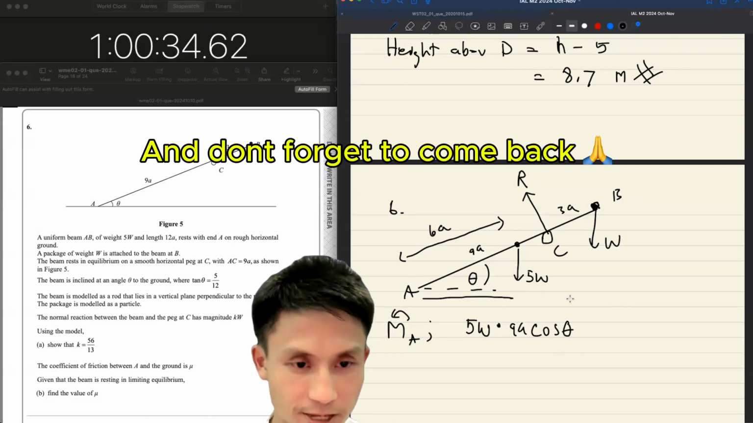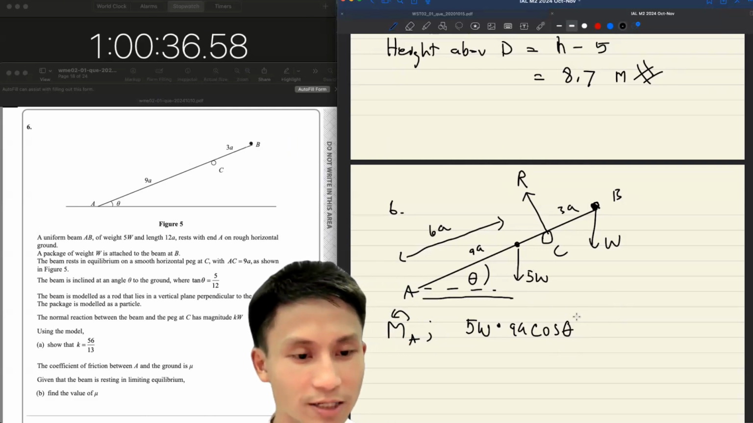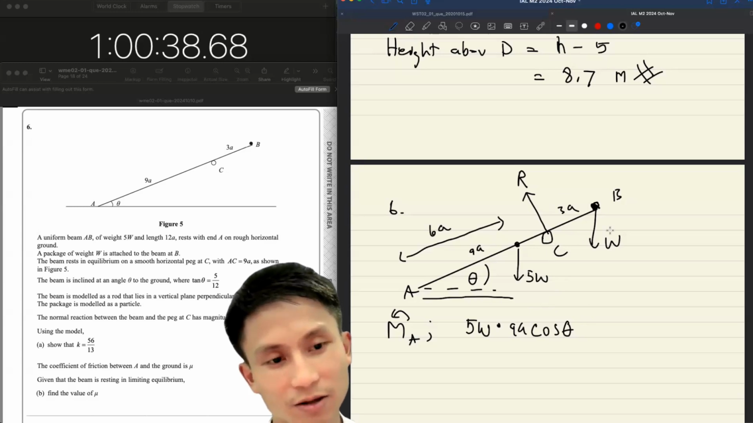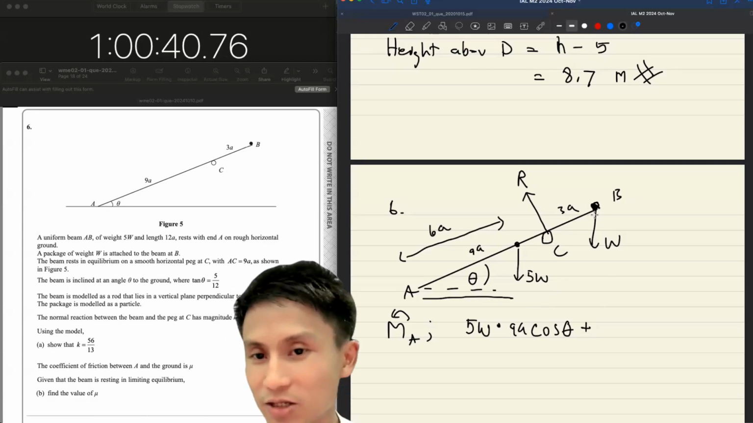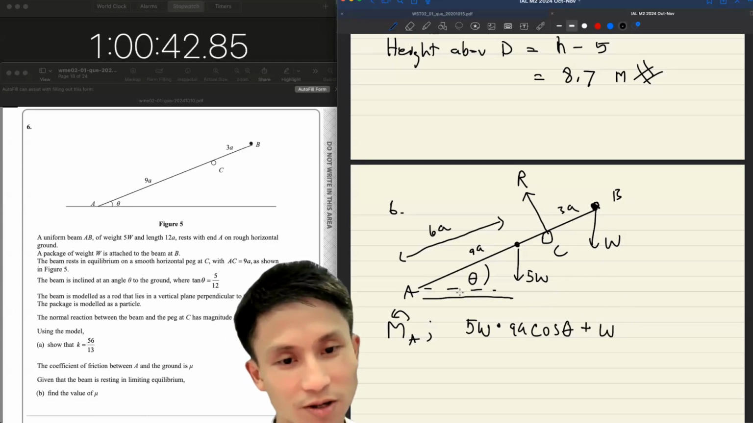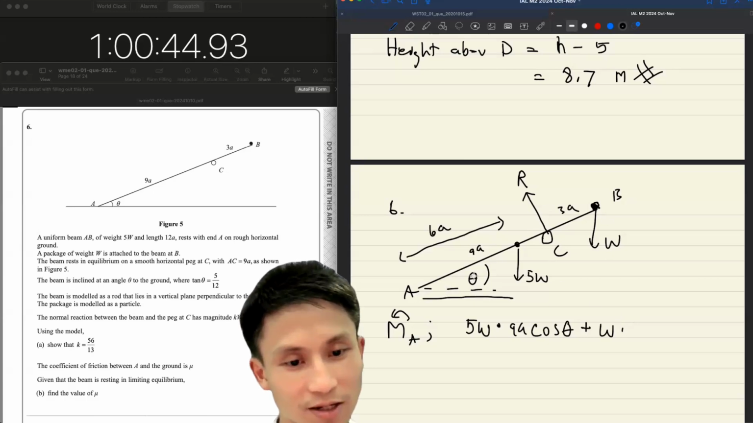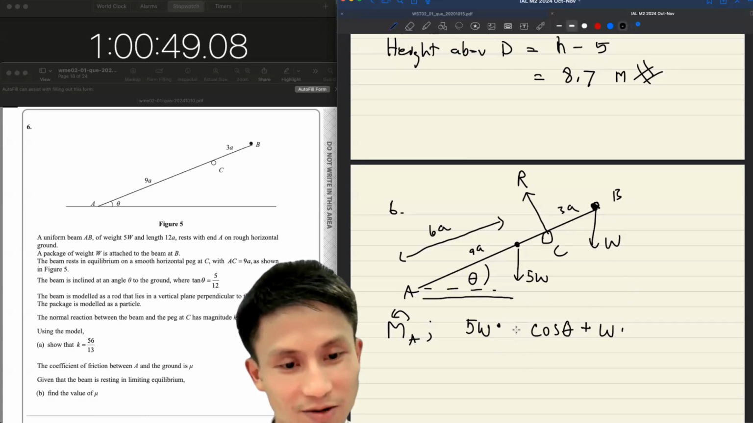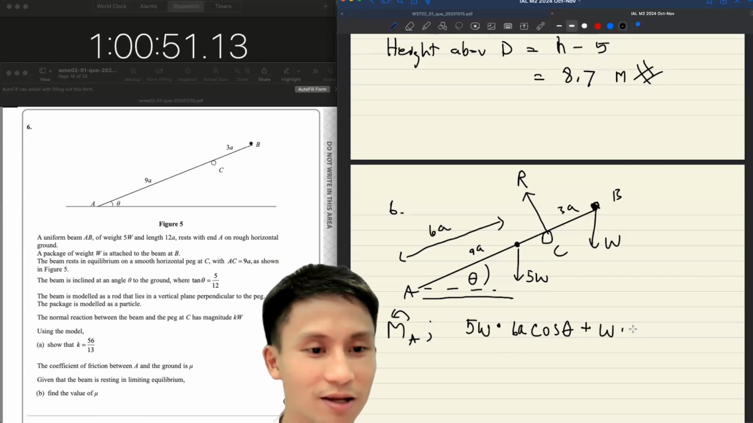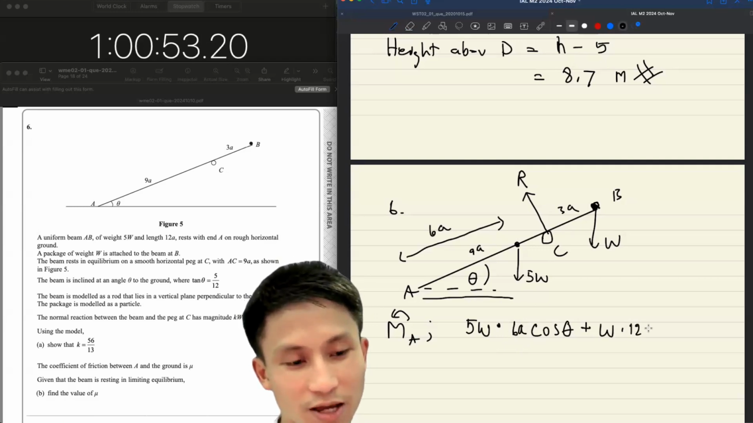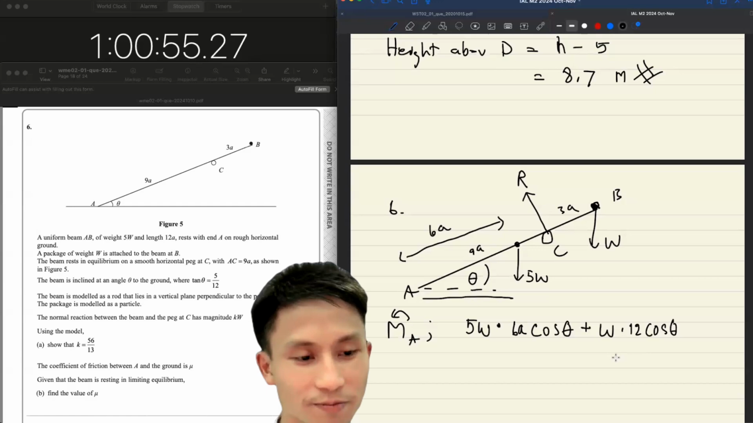Okay, yeah, so that's the moment clockwise. And we have another clockwise moment from the package on top there. So that's W. Again, this is 12A. Wait, hang on. That's not 9A, that's 6A. Sorry, almost flopped there. And W here should be a 12A cos theta as well.